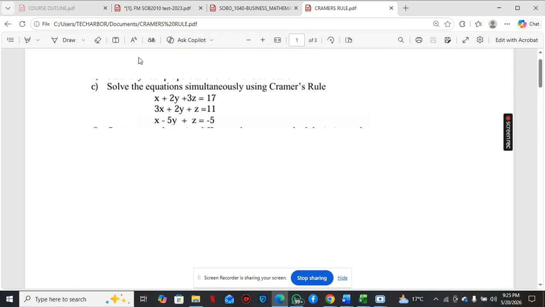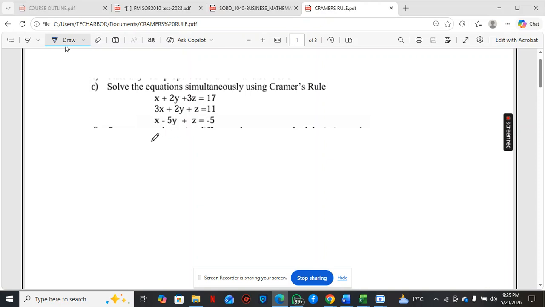So we have these equations here: x plus 2y plus 3z equals 17. 3x plus 2y plus z equals 11. x minus 5y plus z equals negative 5. Okay, so I'll show you the steps of Cramer's rule. Before you start any of the steps, you need to form the matrices here.